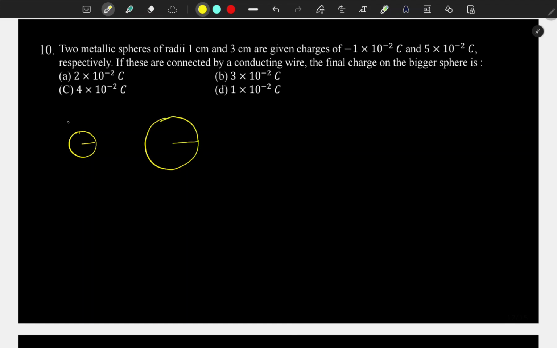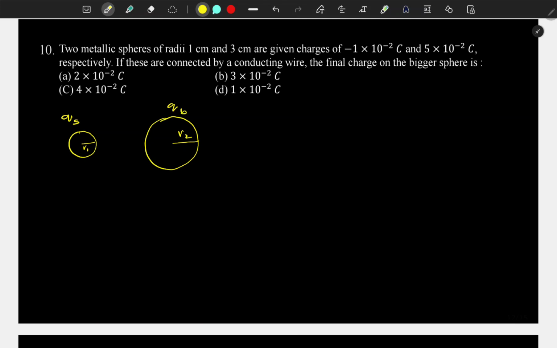They are given a charge q1, that is minus 1 into 10 to the power minus 2 coulomb, and q2, that is 5 into 10 to the power minus 2 coulomb respectively. These are connected by a conducting wire. The final charge on the bigger sphere is, let me consider charge on the smaller sphere is Qs, charge on the bigger sphere is Qb.